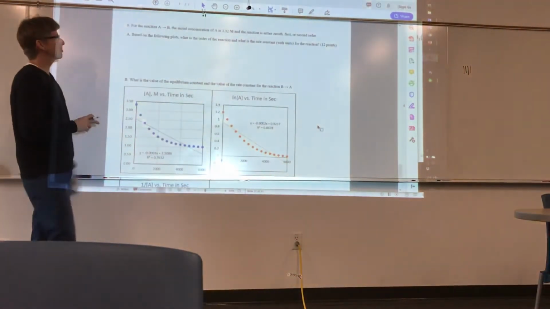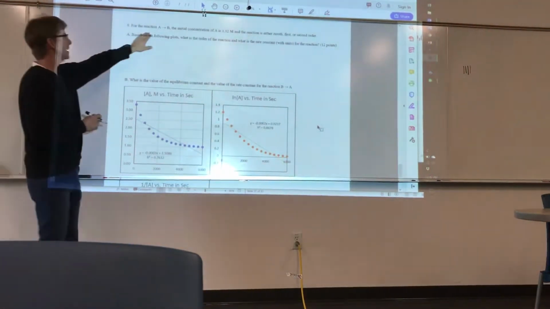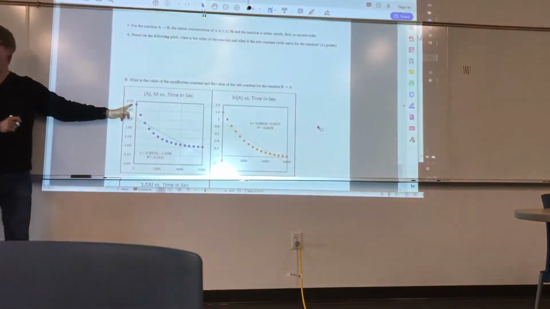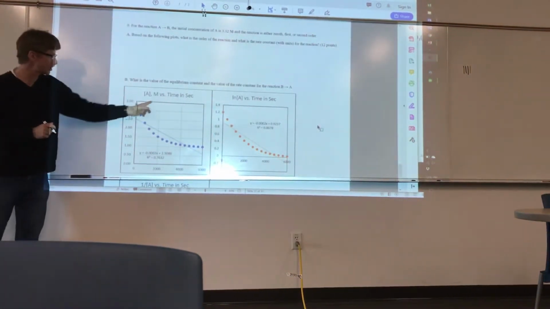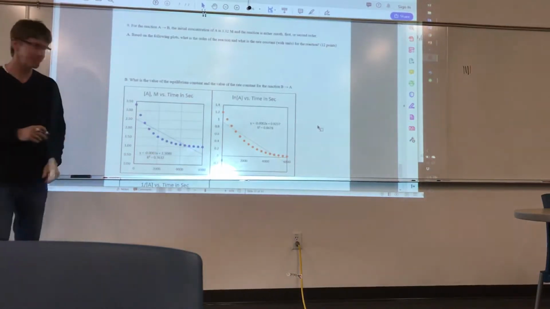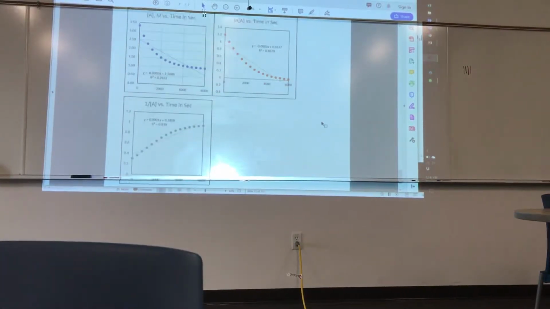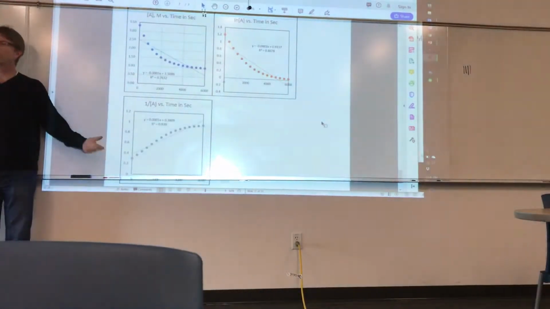It says, based on the following plots, for the reaction A goes to B, the initial concentration of A is 3.32. That you can read off this graph of concentration versus time. And the reaction is either 0th, 1st, or 2nd order. Based on these 3 plots, what order is it?